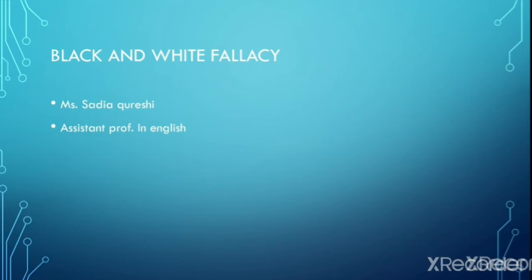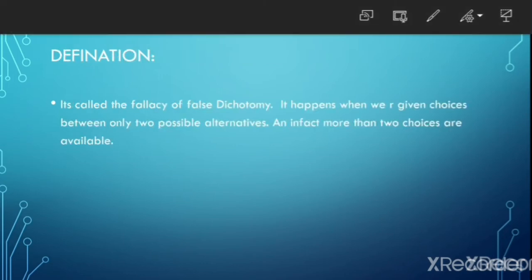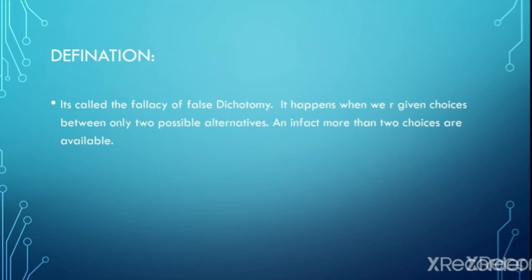Today we are going to talk about the black and white fallacy. First of all, we are going to go through the definition. By definition, it is a fallacy of false dichotomy. It happens when we are given choices between only two possible alternatives. In fact, one or more than one are presentable there, but we think that only two possibilities exist and we have to choose only one that is correct. So this is called the black and white fallacy. I'm going to give you some examples of this in the next slide.